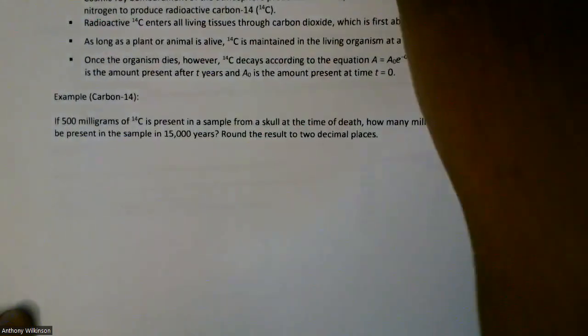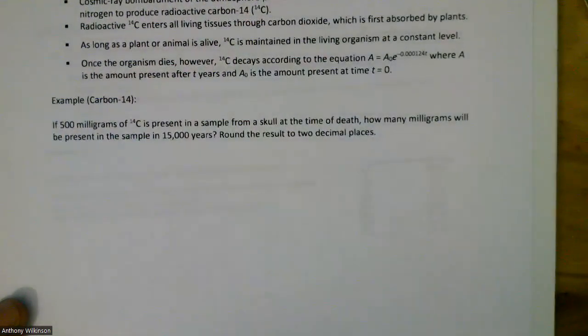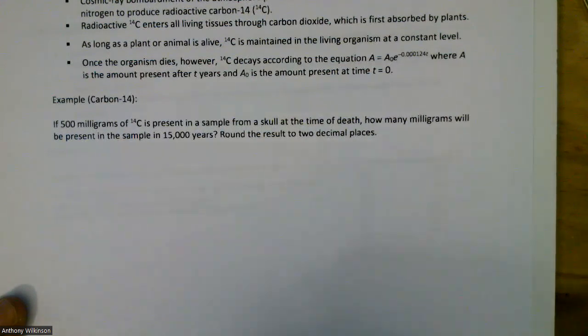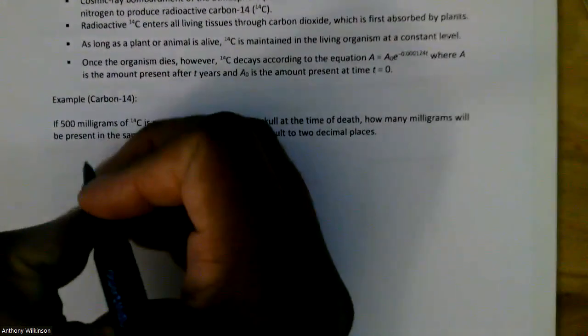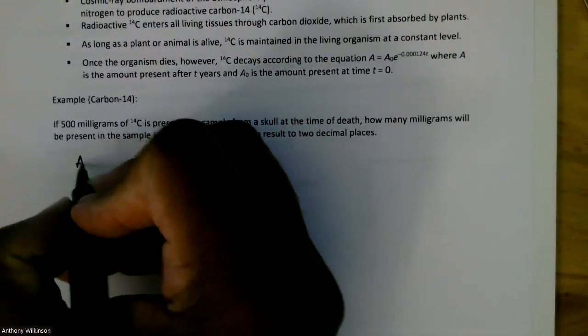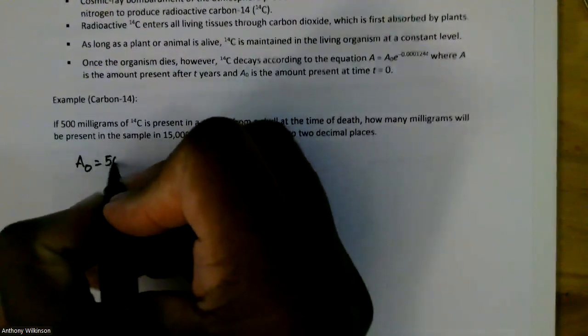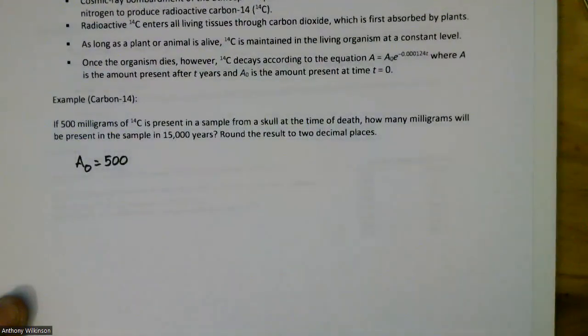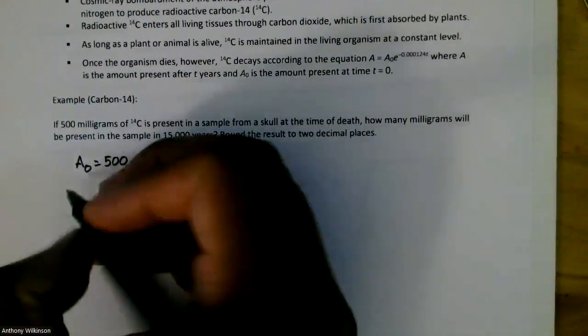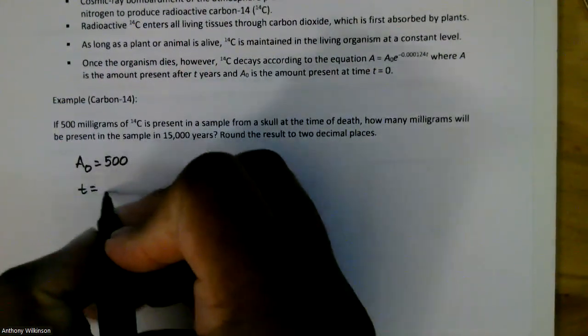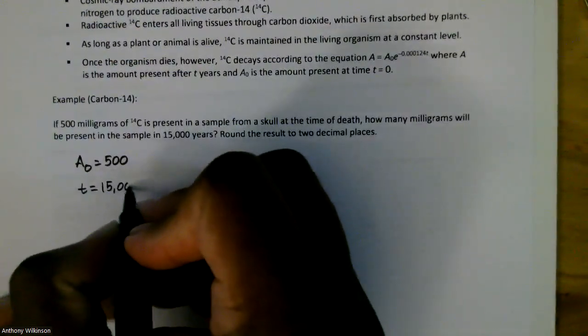So in this case here, we got 5,000 milligrams of carbon-14 present at the time of death. So that means A sub 0 is 500. And we want to find out how many milligrams will be present in that sample in 15,000 years. So T is going to be 15,000.